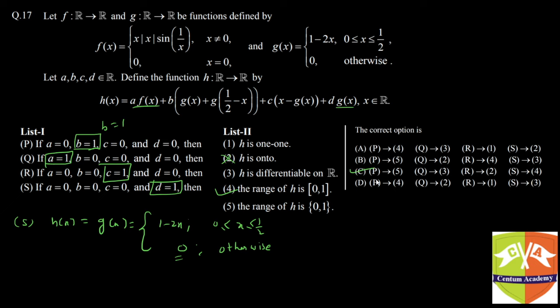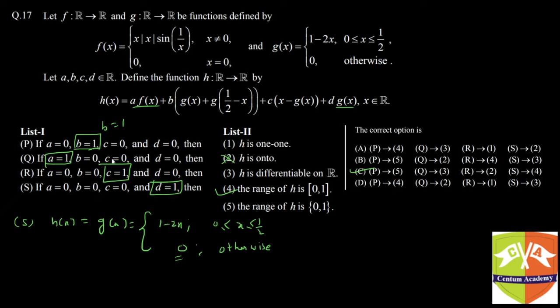So you see, again, this question can be solved very, very fast if you go in the simple direction. But for the sake of completion, let us do the other parts. Okay, what if a is 1 and rest are 0, then h(x) is simply f(x). Now, is f(x) a 1-1 function? Not really. It will be 0 several times whenever x becomes 1 by n pi. So this is not 1-1.